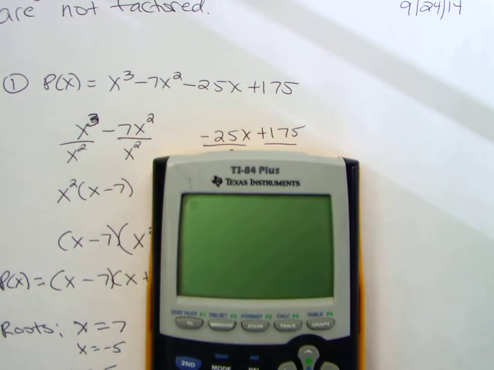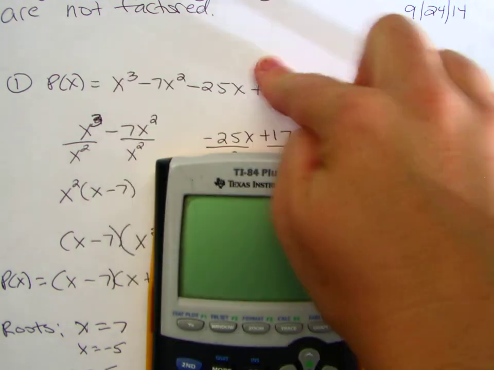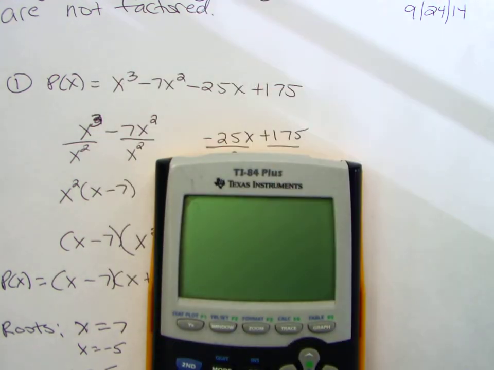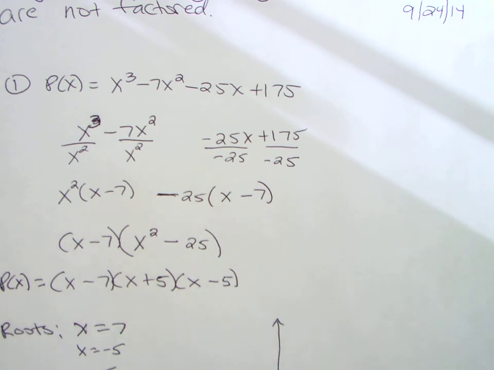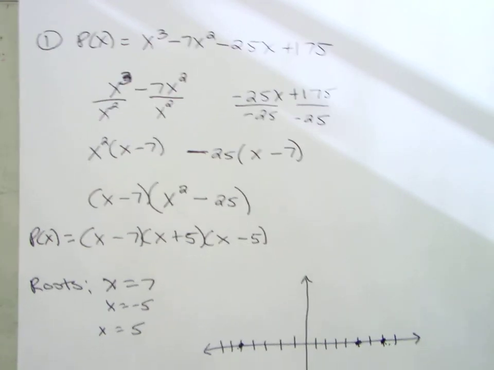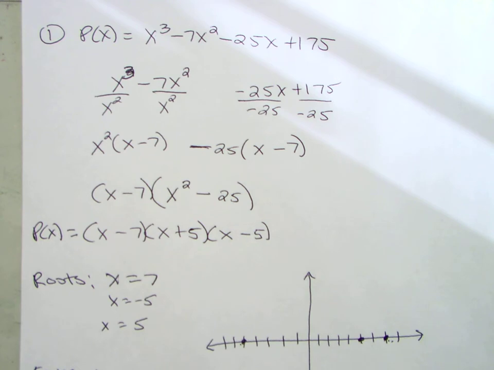Okay, so I'm going to plug 6 in. I'm going to do the original just because. So I have 6 to the third minus 7 times 6 squared minus 25 times 6 plus 175. Let's see what we get. Negative 11. Okay. So what kind of problem is this? It's an x to the what? It's an x to the third.